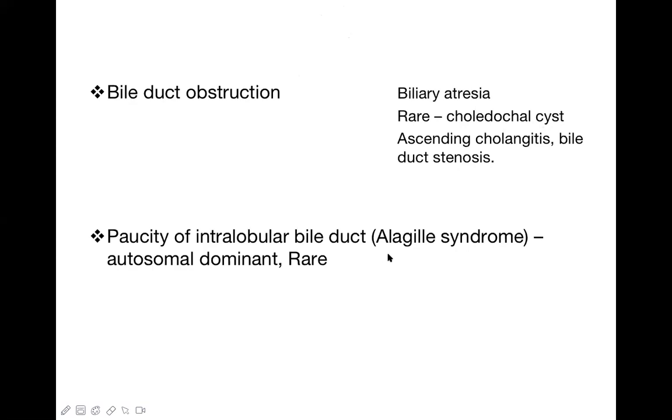Now there is one autosomal dominant condition which is very rare, known as Alagille syndrome. In Alagille syndrome, there is paucity or lack of intralobular bile ducts. Now what will happen? If bile ducts are lacking, that means the conjugated type of bilirubin cannot flow towards the intestine, which can lead to conjugated hyperbilirubinemia. So very easy explanation there.